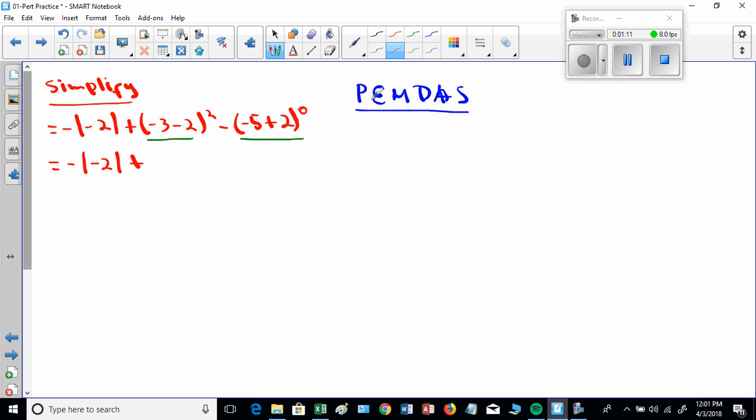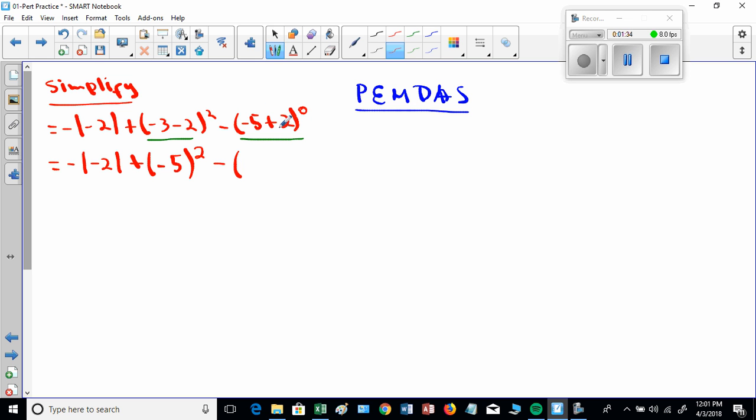Now notice that the exponent comes after parentheses. So we're going to deal with this first. So you have -3 minus 2. This is the addition of two negative numbers. So what you do is you add the two numbers and it gives you a 5. And since both have negative signs, you're going to keep the negative sign. And you're going to close your parentheses and keep the exponent 2, minus, and then we're going to work with this parentheses again.